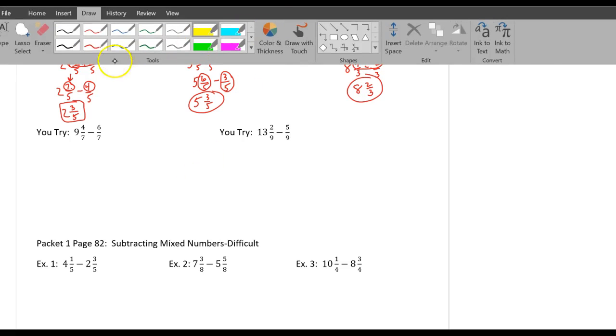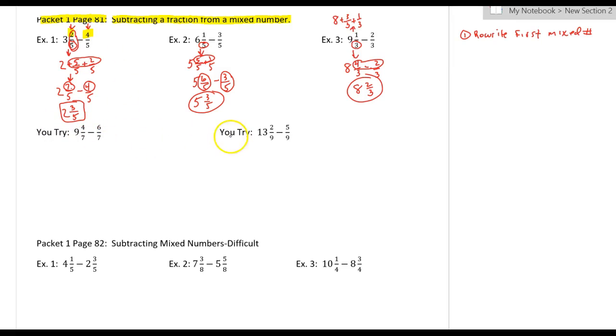Okay, so pause the video, go and try the U-tries on your own, and then come back and check your answer. So the first U-try, 9 and 4/7: subtract 1, so 8 plus my denominator is 7, so it's going to be 7 over 7 plus the 4 over 7. So we're going to rewrite that as 8 and 11 over 7 minus 6/7. 8 minus 0 is 8. 11 minus 6 is 5 over 7. Done.